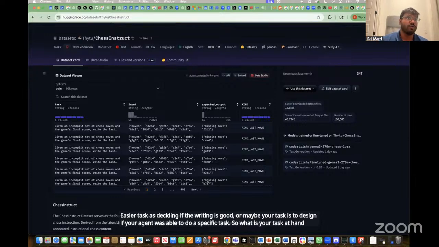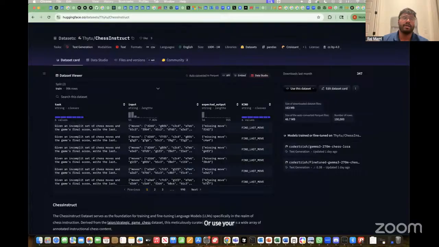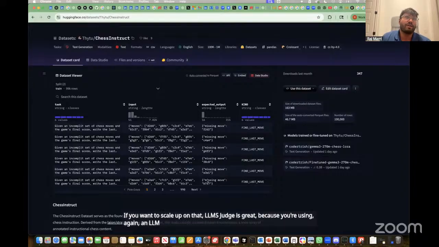Based on that, you give your own scoring, and then you can either use LLM as a judge or use a human in the loop to decide if that output is right or wrong. If you want to scale up on that, LLM as judge is great because you're using an LLM to check, or maybe a self-verifiable check, right?